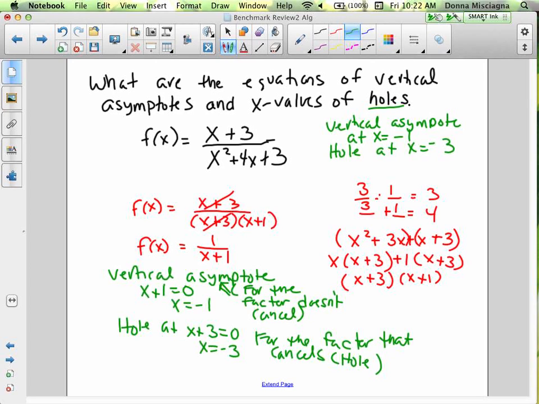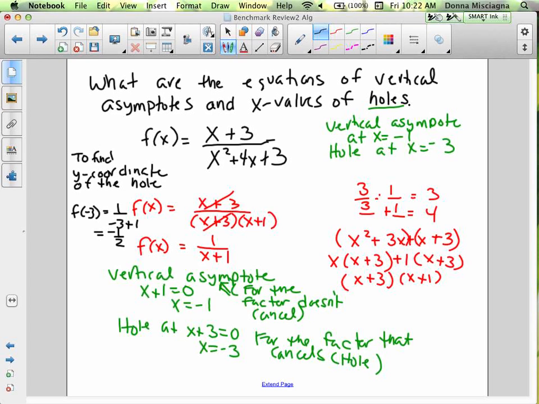Now, if you were asked to find the y-coordinate of the hole, you would just plug it into the reduced function. Right? So I'll just put it over here. To find the y-coordinate of the hole. I don't think you have to for the benchmark, but you will for me later, so I may as well show you. To find the y-coordinate of the hole, it would be f of negative 3 equals 1 over negative 3 plus 1. And so that's just going to be negative 1/2.